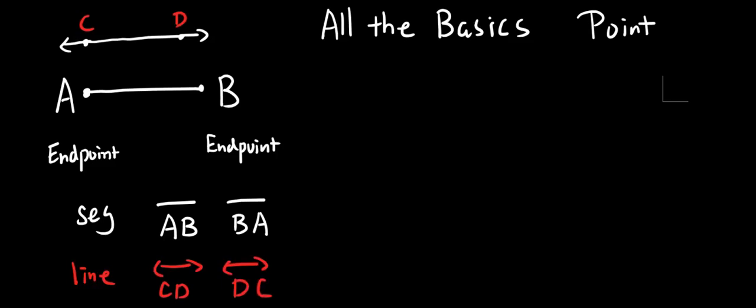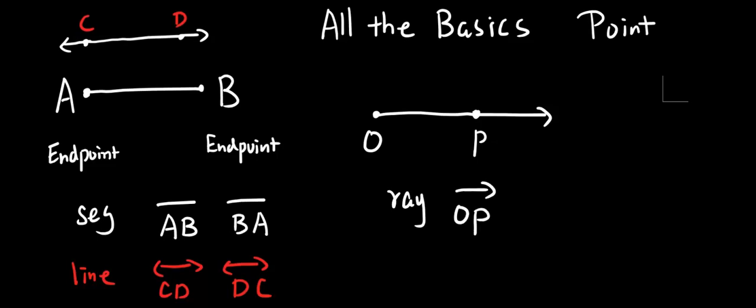What if I say I have 2 points? One is O, remember this is my end point, and one is P. I'm going to start from O, passing P, keep going, going, going. And this is called ray. I say ray OP. Remember, your first letter must be the end point. You cannot call this one ray PO. That's incorrect. If I say ray PO, I'm going to still use these 2 points, okay?